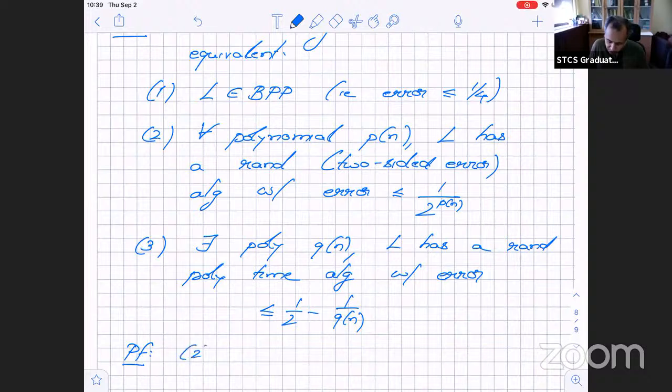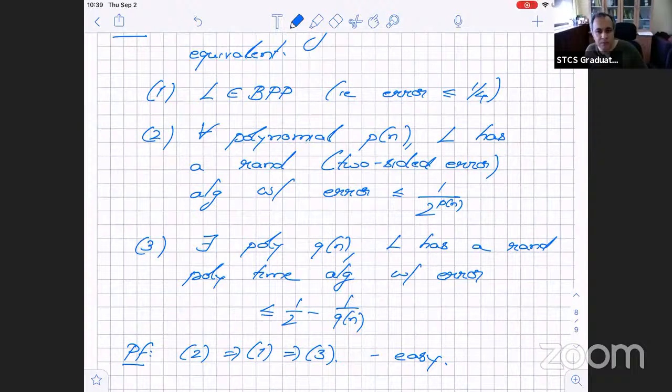Before that, I have a question. This should be easy. 2 certainly implies 1, which certainly implies 3, because 2 has the best error. Certainly, if you have inverse exponential error, that also means you have constant error, which means you have better than random guessing. Abhishek, what was your question?